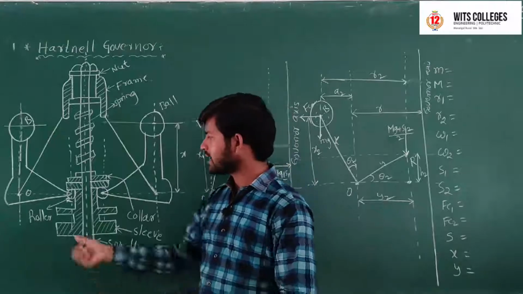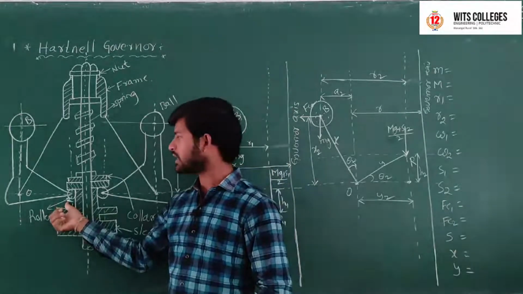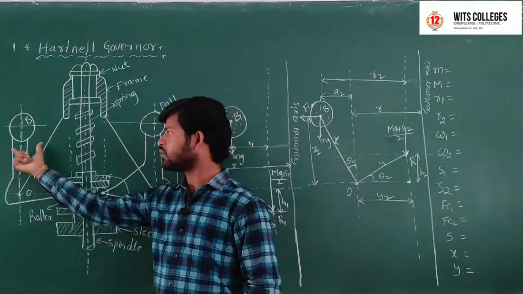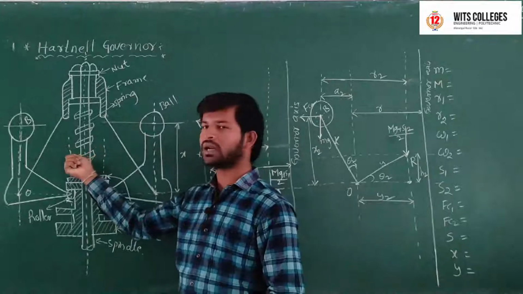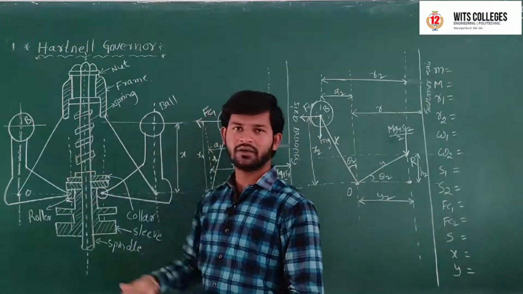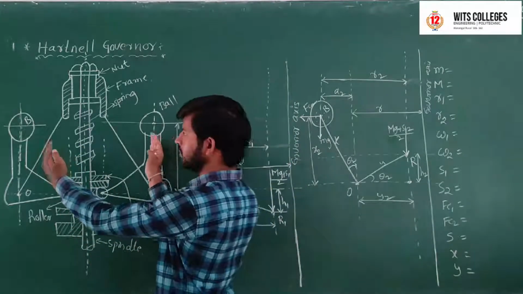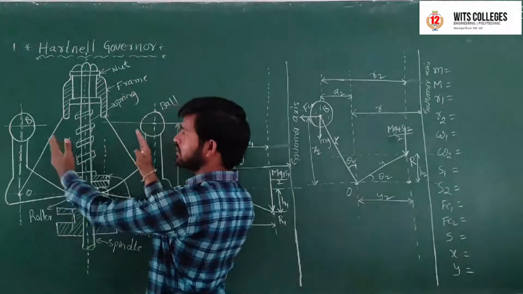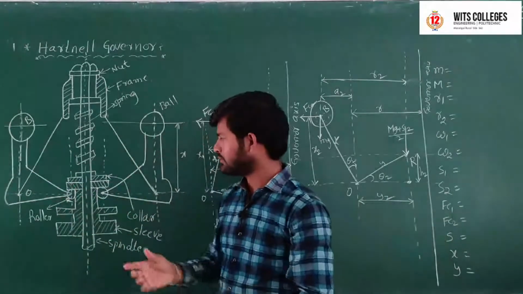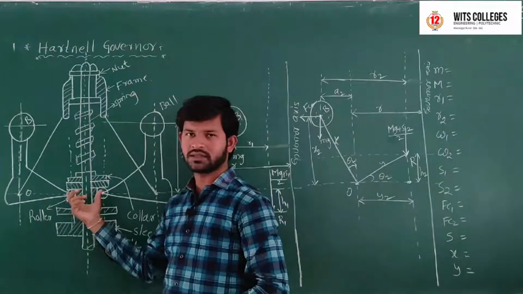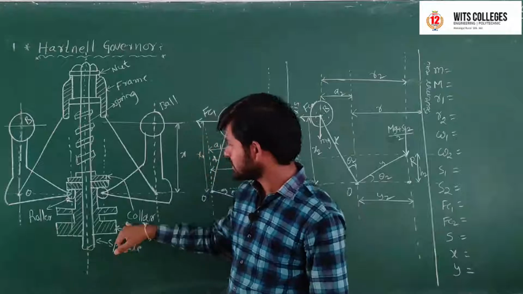Here, this is the roller. It is used for the balls moving towards the governor axis and away from the governor axis. So for the balls to come closer to the governor axis and move away from it, we have to use the two rollers.